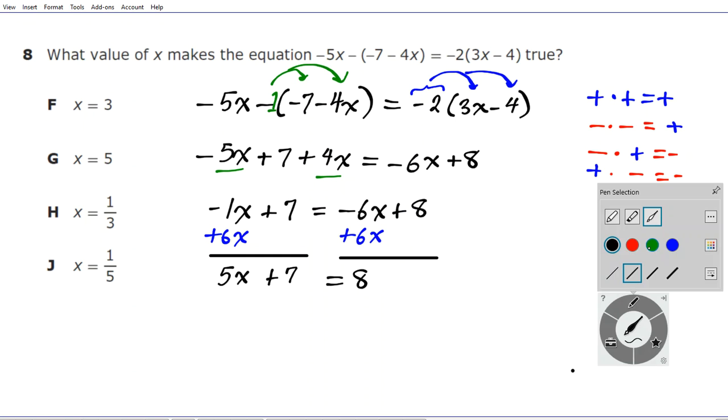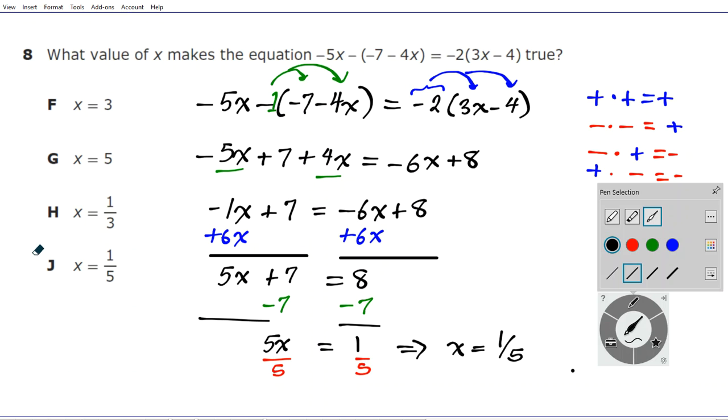So two more steps to finish off this problem. Get rid of the 7: subtract 7 from both sides, which yields 5x equals positive 1. The last step is to get rid of the coefficient of x, which is 5, so divide both sides by 5. Your final answer is going to be 1 over 5. The answer to number 8 is option letter J.